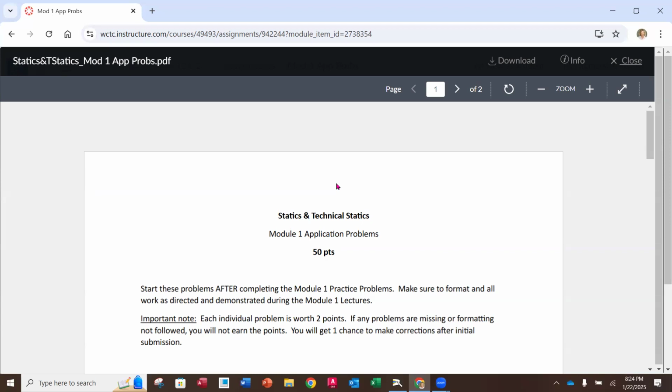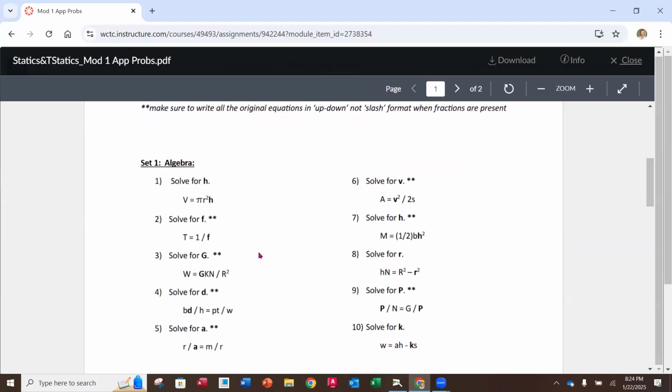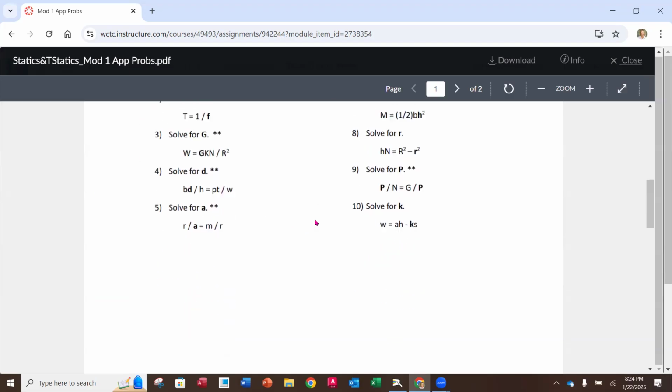Now, as you look at this, you're going to notice that as we go down, this is our application problem set number 1, this is the algebra. There are more problems than what we did in class. So again, the practice is really just to kind of get your feet wet, understand the formatting and such. But now you're just going to do a new set of problems in a similar way. Okay, so that's set number one.